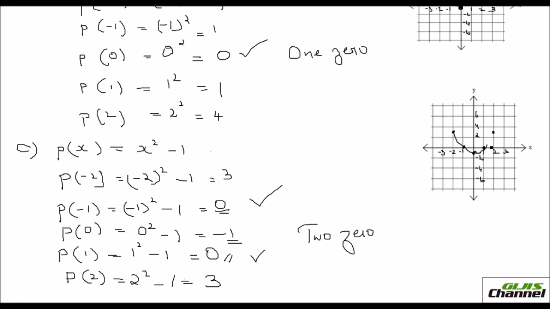Always the quadratic equation is U in shape. And you find 2 points meeting the x-axis. That is why we say it has 2 zeros. Okay, and here it is 2 zeros. You see that there, right?